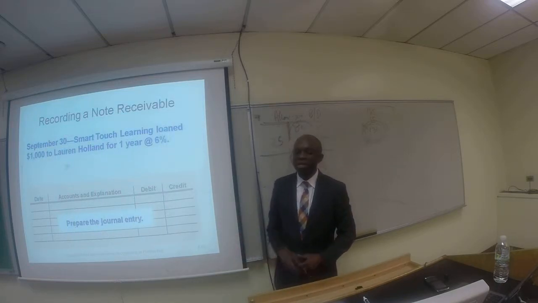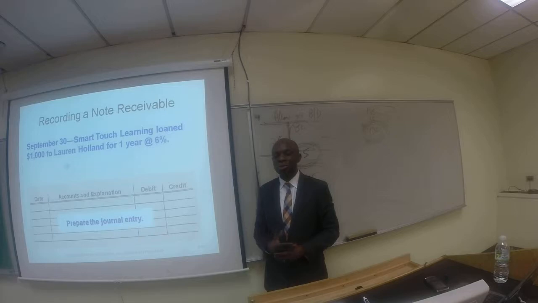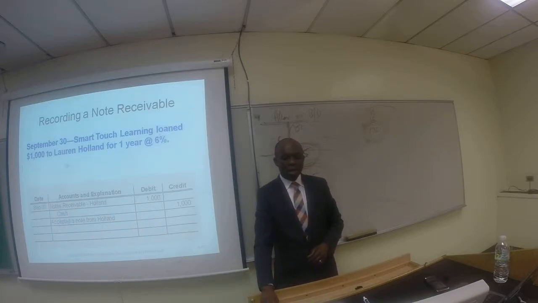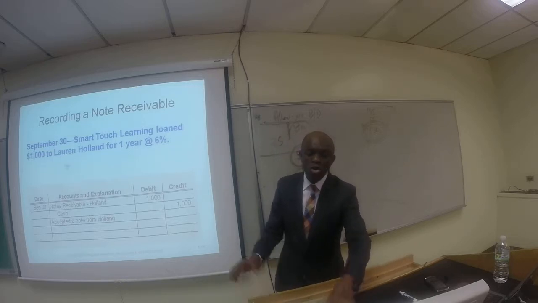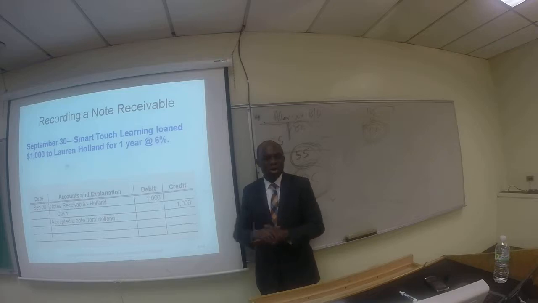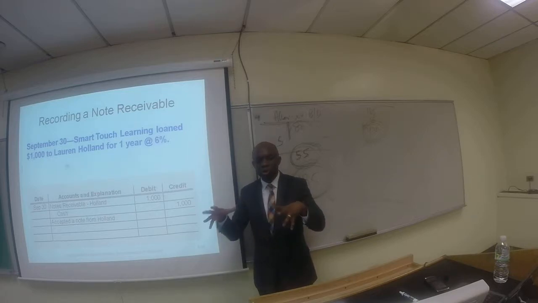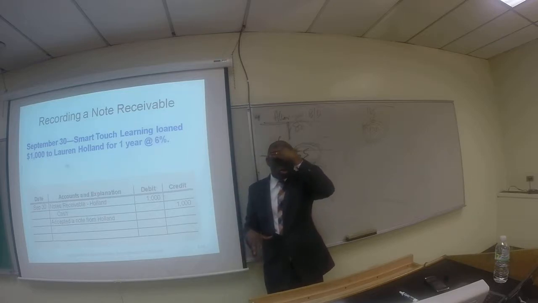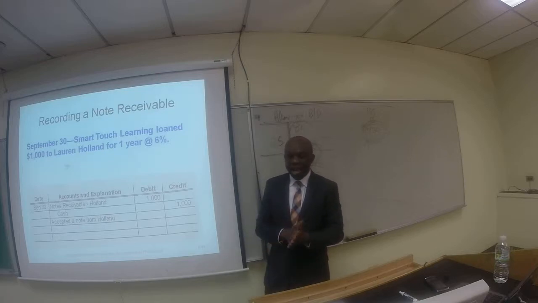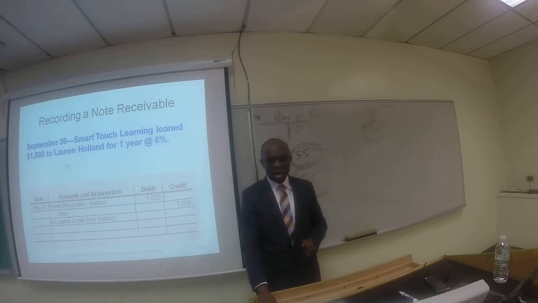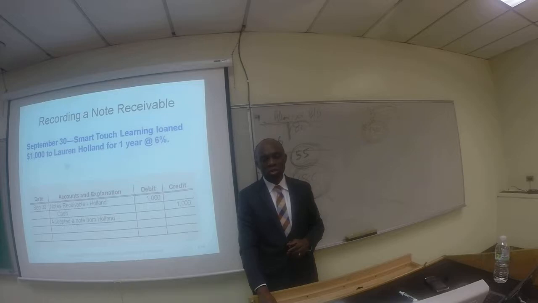On September 30, Smart Touch Learning loaned $1,000 to Lauren Holland for 1 year at 6%. So I want you to know here that we are zeroing in on the records of the lender. All right. So this is the books and records of the lender. So we are going to debit notes receivable. That is the notes receivable that we receive from the borrower, and we credit cash because we are extending a loan of $1,000 to this company for 1 year at 6%.